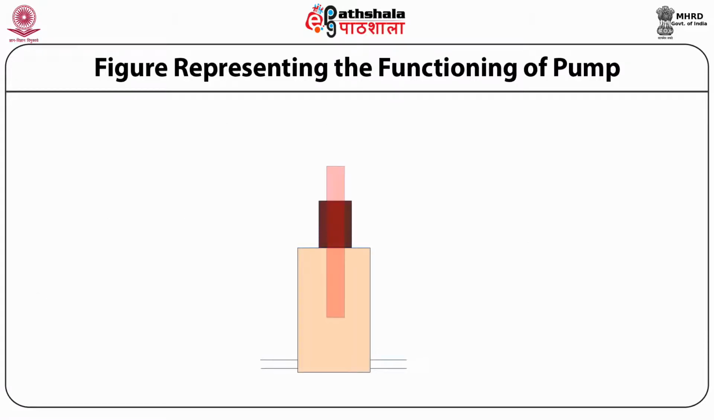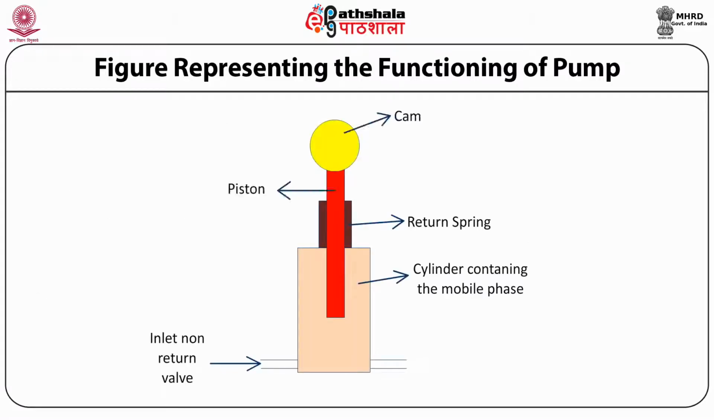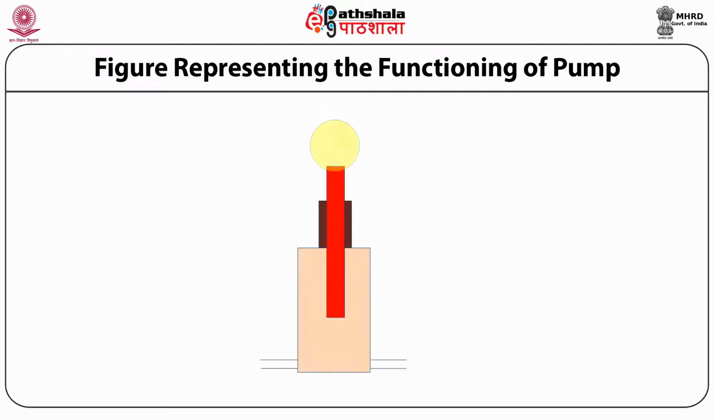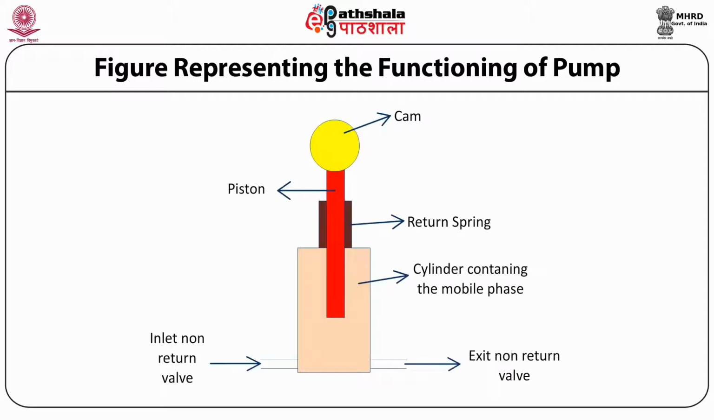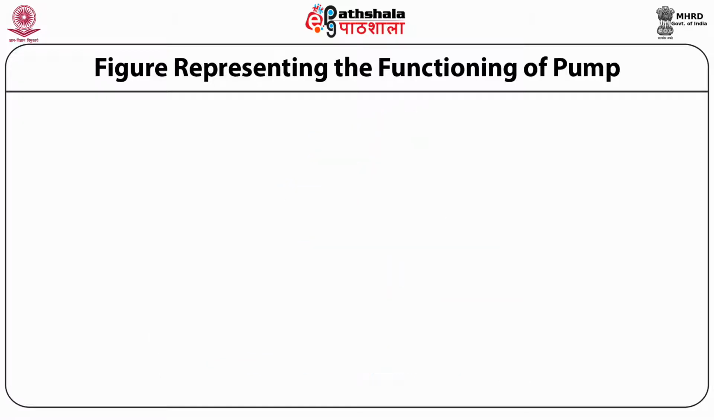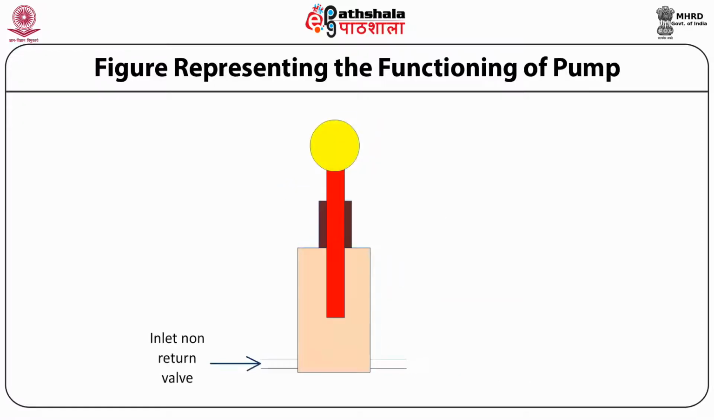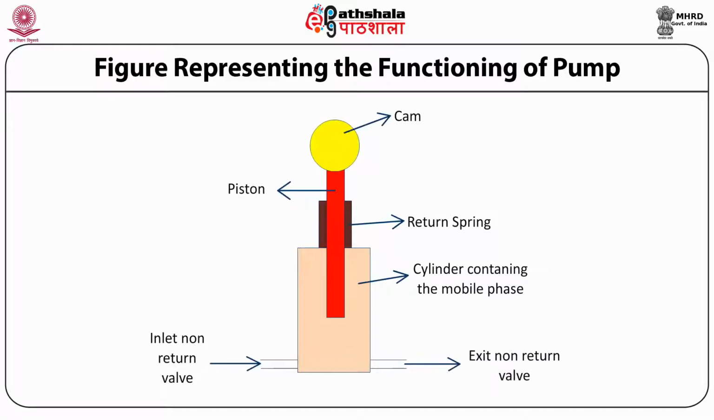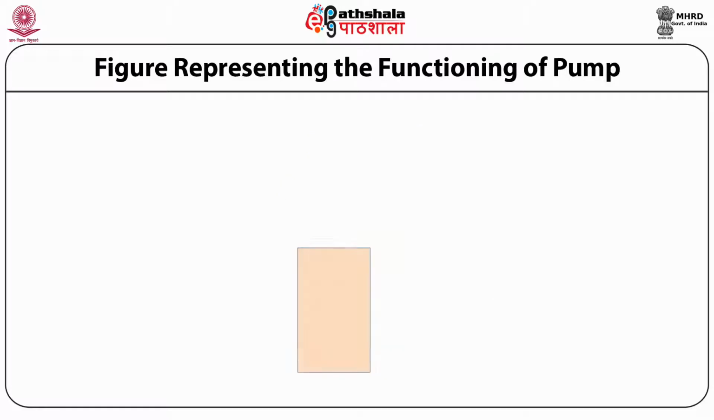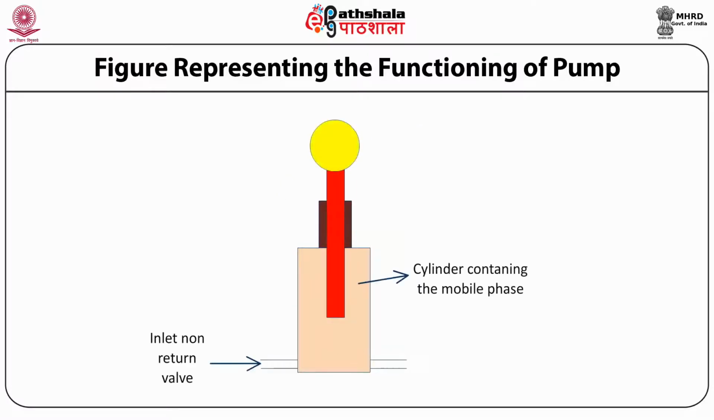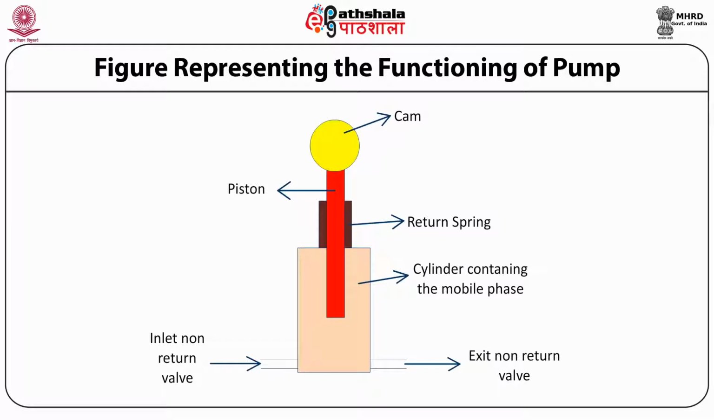Now, this figure shows the various parts of the pump which is used in ion exchange chromatography. So, let's discuss the functioning of the pump. The cylinder of the pump is filled with the solvent from the mobile phase reservoir through the inlet non-return valve. The cam drives the piston into the cylinder, thereby pushing the solvent to the exit non-return valve.